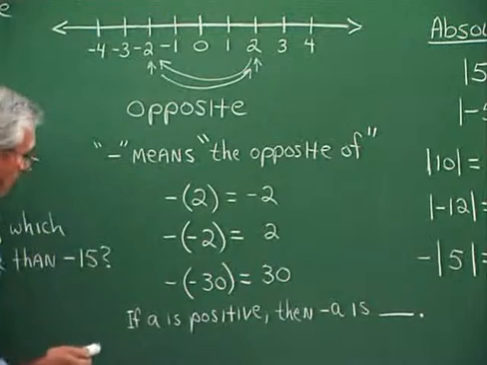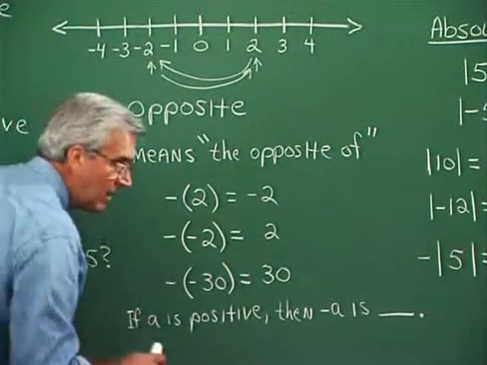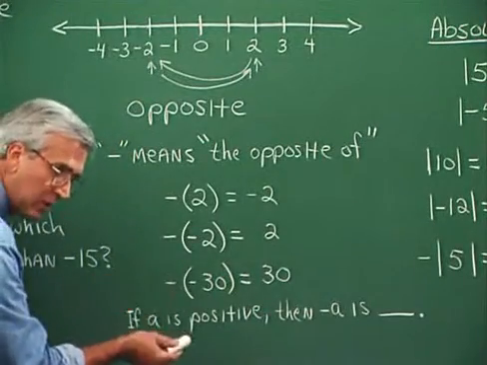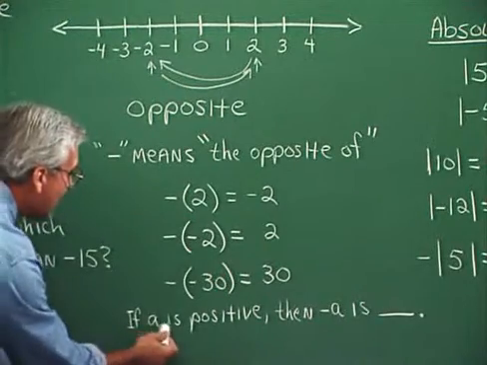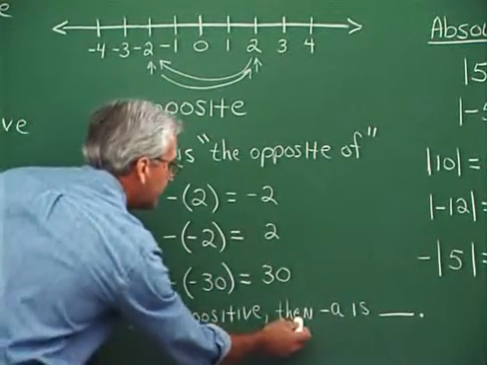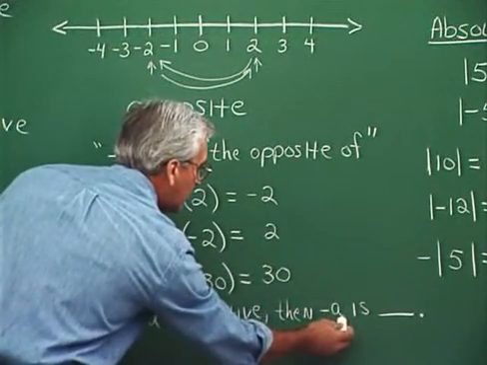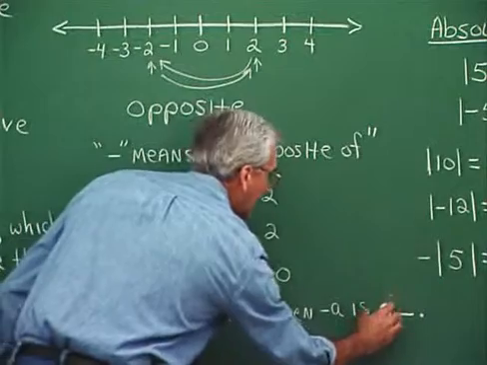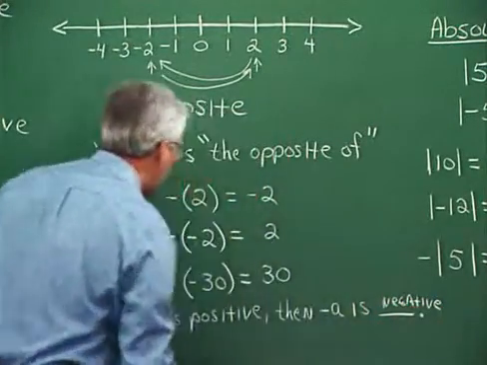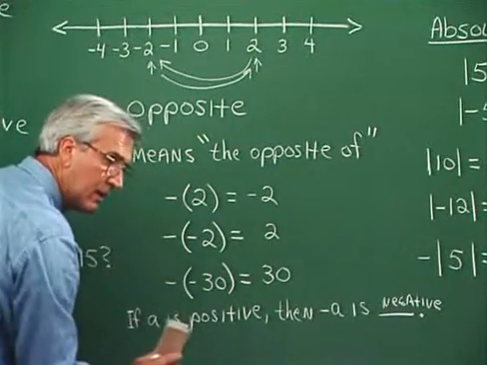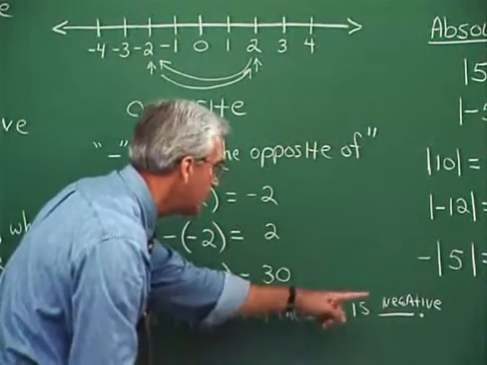Here's one that's rather interesting. We're going to let letters stand for numbers a lot of times, and we don't know whether the letter to begin with is positive or negative. But let's take on this problem. If A is positive, then what does this mean? Well, the opposite of A would be negative. Now, let's change things around a little bit. If A is positive, then this symbol, the opposite of that A, would be negative.